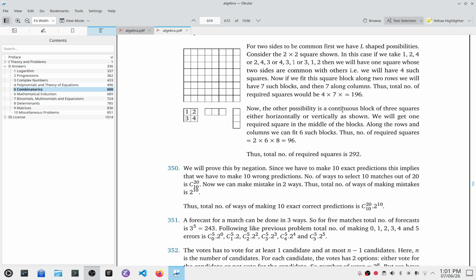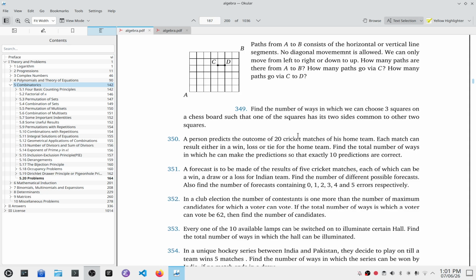Now, the other possibility is a contiguous block of 3 squares, either horizontally or vertically as shown. We will get one required square in the middle of the blocks. Along the rows and columns, we can fit 6 such blocks. The required number of squares is 2 multiplied by 6 multiplied by 8, that is 96. Thus, the total number of required squares is 292.